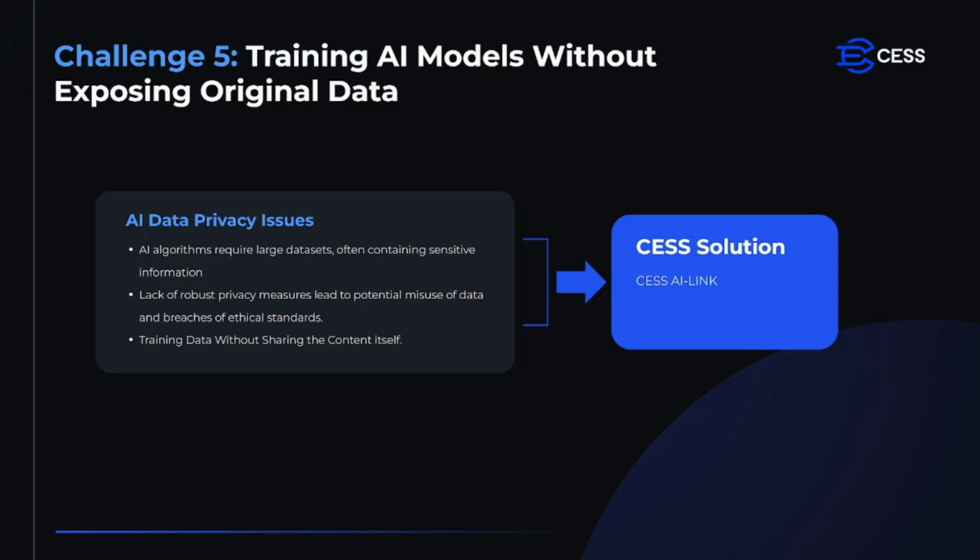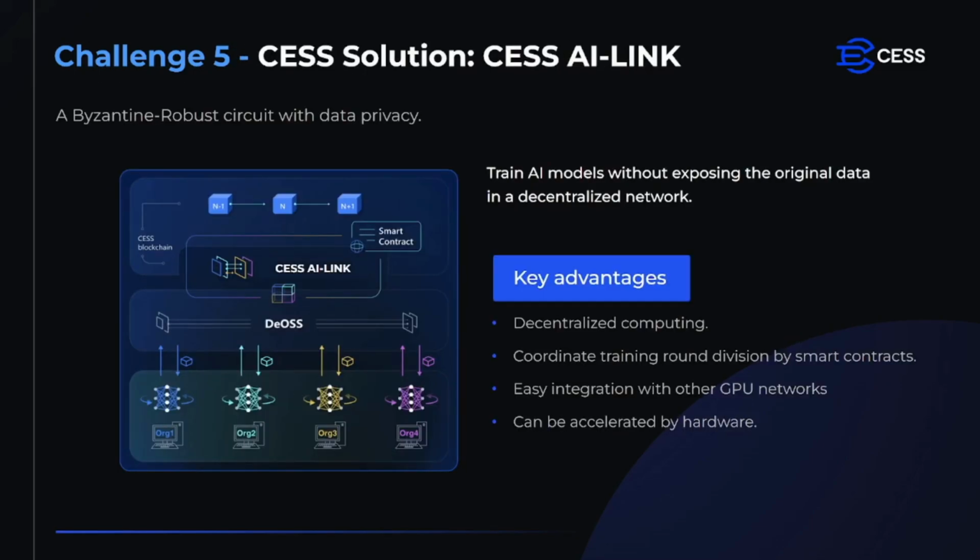The solution to these challenges lies exactly in training data without sharing the content itself. This approach allows the use of sensitive data for AI model training without exposing the actual data, thereby preserving the user's privacy and ensuring compliance with ethical standards. For example, hospitals would be able to collaborate and create powerful AI models for diagnosing disease without sharing the sensitive data. The CESS AI Link is the solution to this challenge.